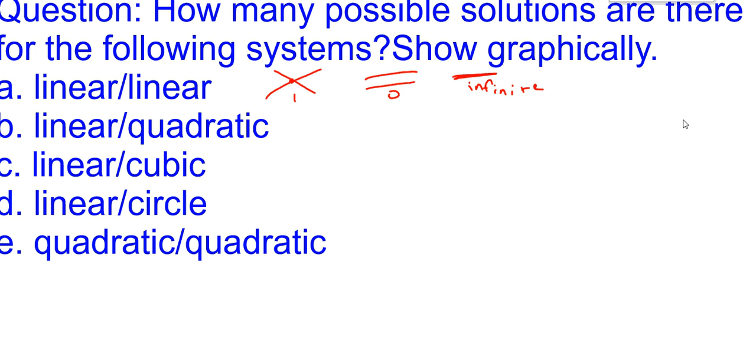Cody, on that little piece of paper, the question is how many possible solutions are there for the following systems and show graphically. So we did the linear one together. If you have two linear equations, they can intersect in one point, no points, or an infinite number of points.